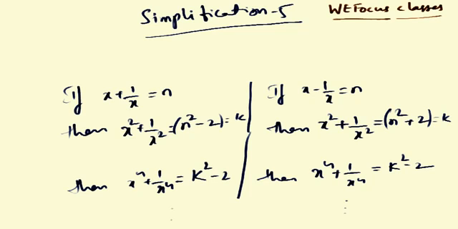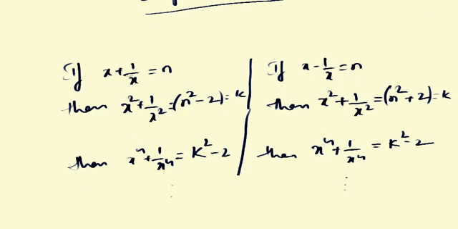Yeah, friends, in continuation to simplification 4, now we'll discuss simplification 5. The formulas related to this topic we have discussed in the first topic called simplification 1. Anyways, let me once again remind the formulas. Formulas are like this: if x plus 1 by x is nothing but n, then x square plus 1 by x square is nothing but n square minus 2.